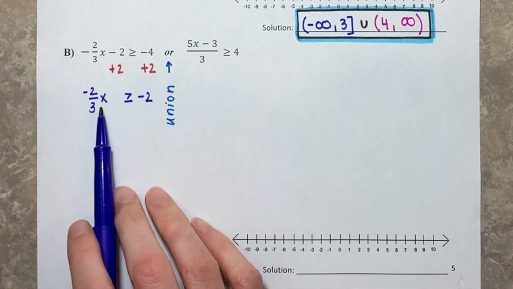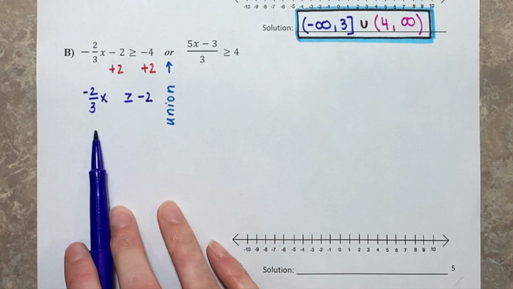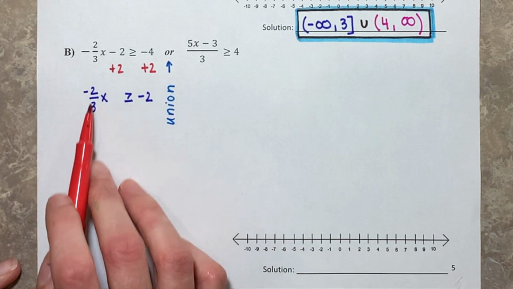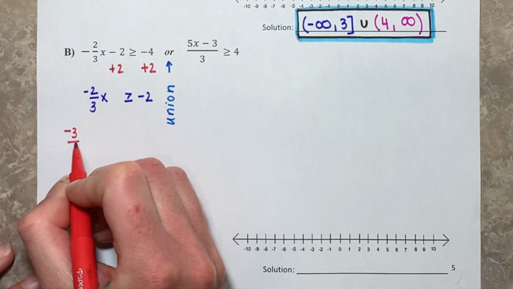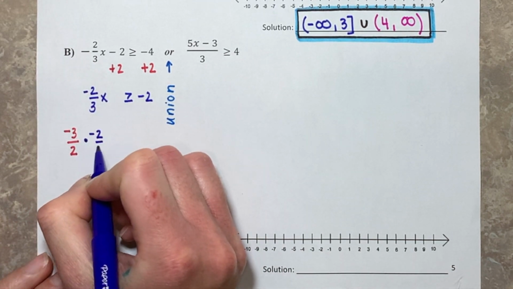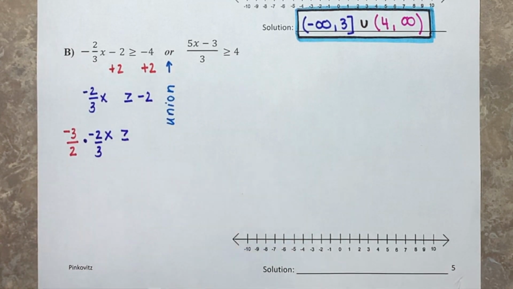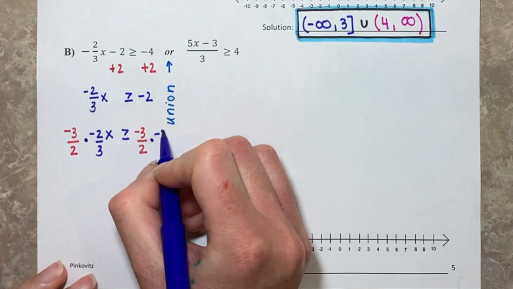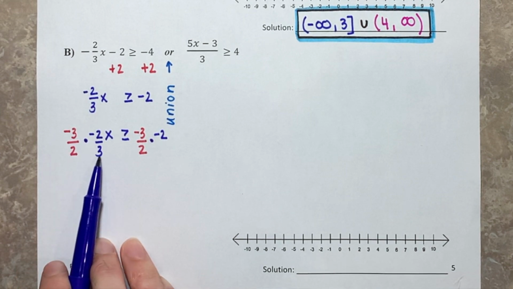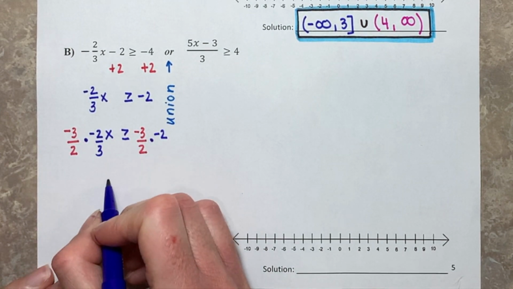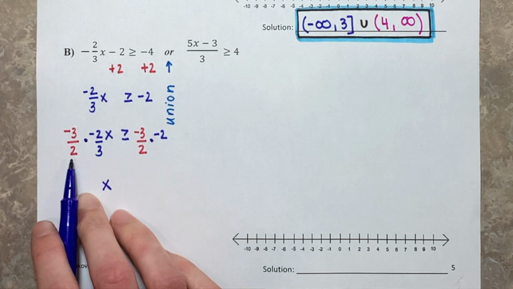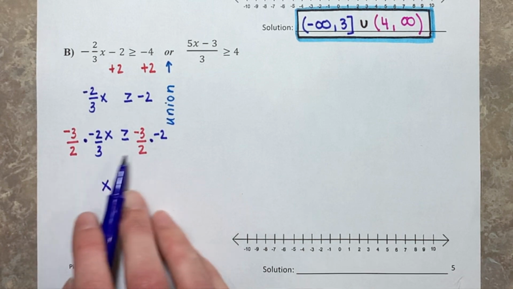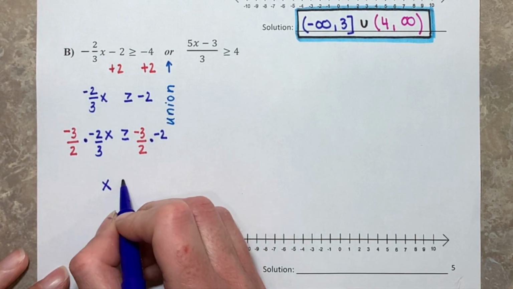Now to isolate x, we can either divide by -2/3 or we can multiply by the reciprocal. I'm going to multiply by the reciprocal. If you flip this to find the reciprocal, you'll get -3/2. And then we have to multiply the other side by the reciprocal. Multiplying these two reciprocals gives us 1, so we're left with 1x. Remember, if you multiply or divide by a negative number, you have to flip the inequality. Since we multiplied by a negative number here, we have to flip that inequality.